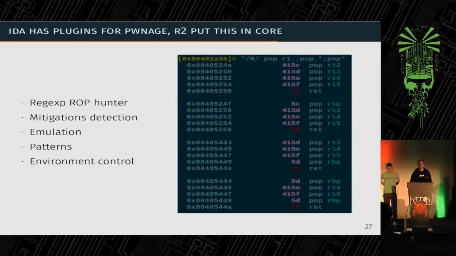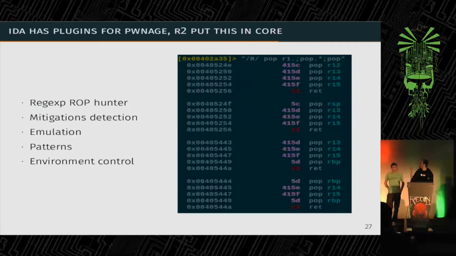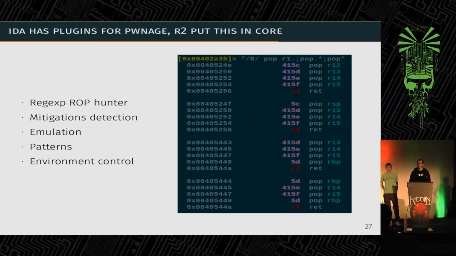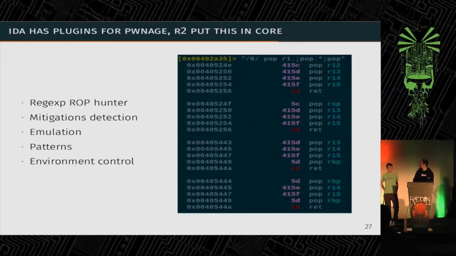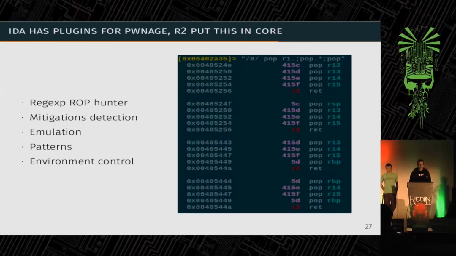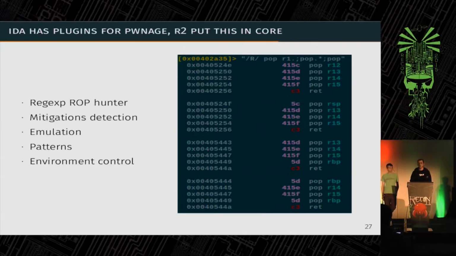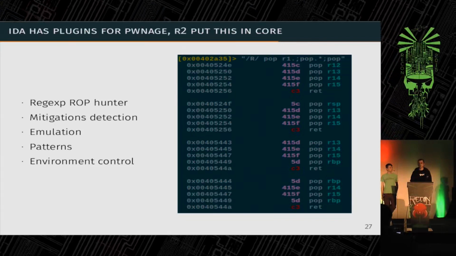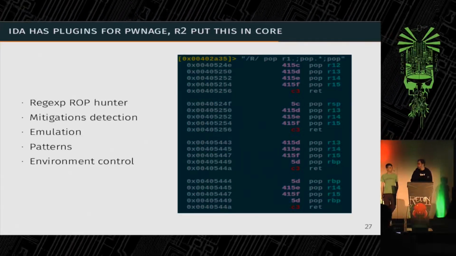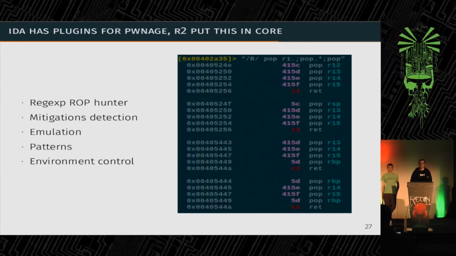There are some cool plugins for IDA to pwn stuff, but in Radare2 it's in core. This is a screenshot of our ROP gadget hunter that works with regular expressions. So I'm looking for pop r1 and one character. So it yields pop, pop, pop register. We also do some emulation, as I said previously. We have the pattern, the magic stuff from Metasploit and mona too. Mitigation detection, environment control with rabin2. And some ret-drop and stuff.